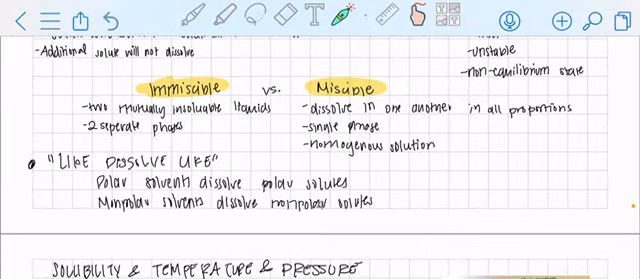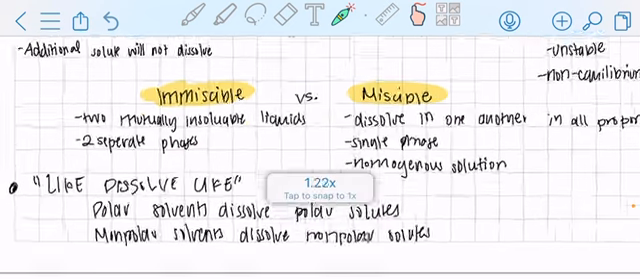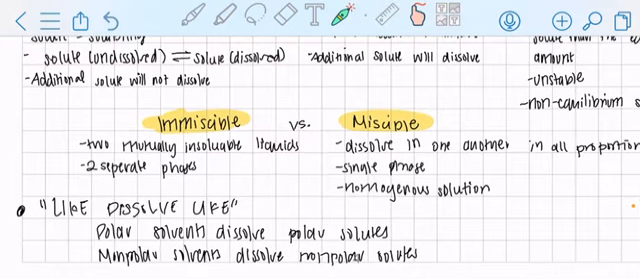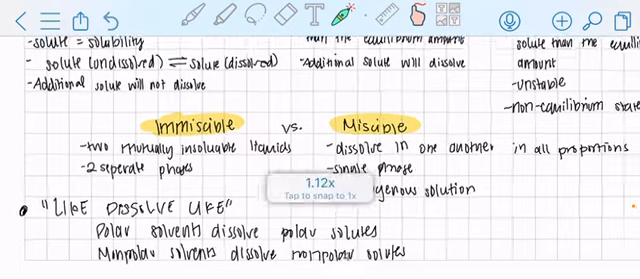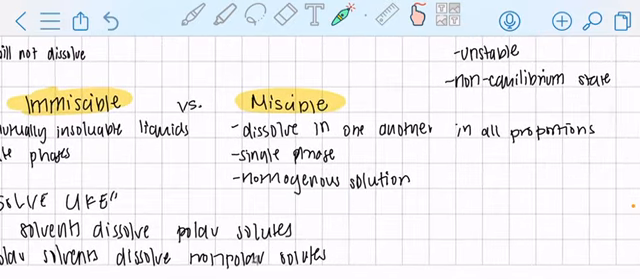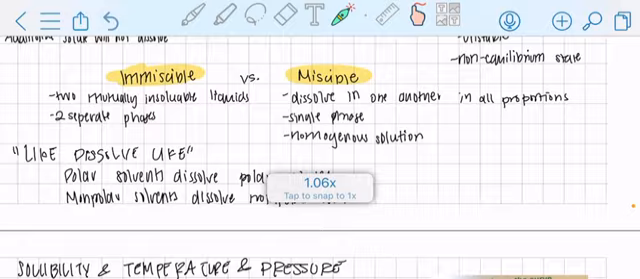Moreover, immiscible and miscible solutions exist. Immiscible refers to 2 mutually insoluble liquids, and they form 2 separate phases. An example of this is oil and water. They do not mix. And miscible means one dissolves in another in all proportions, and they exist in a single phase. They become a homogeneous solution.